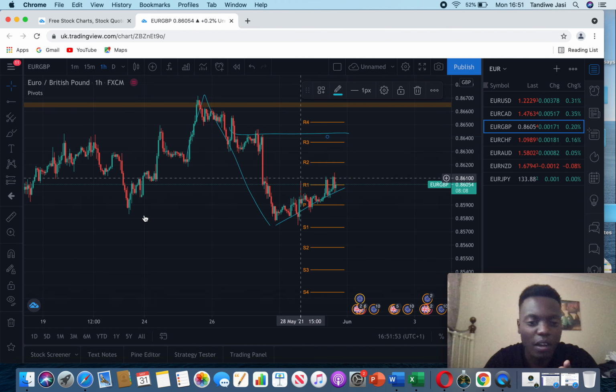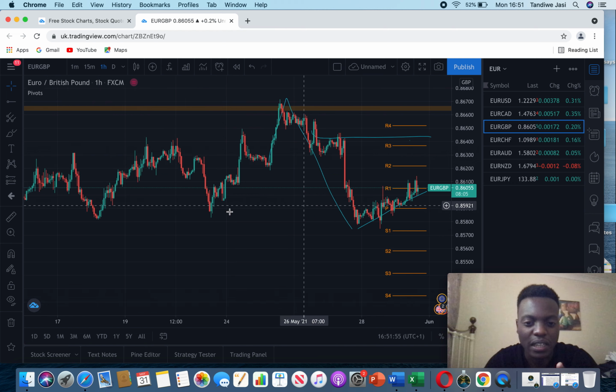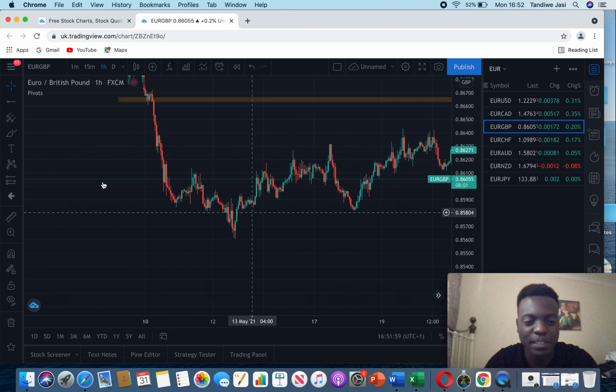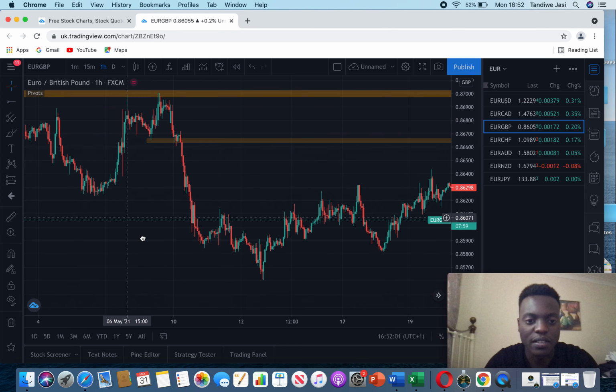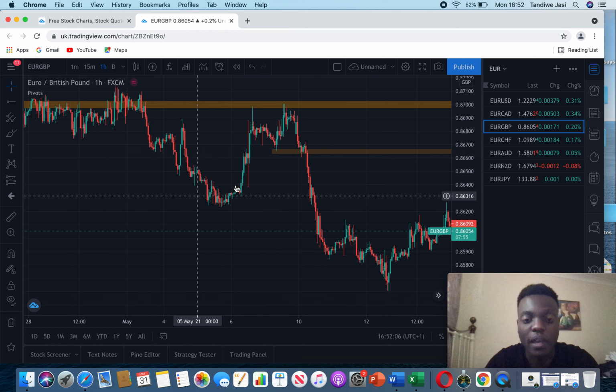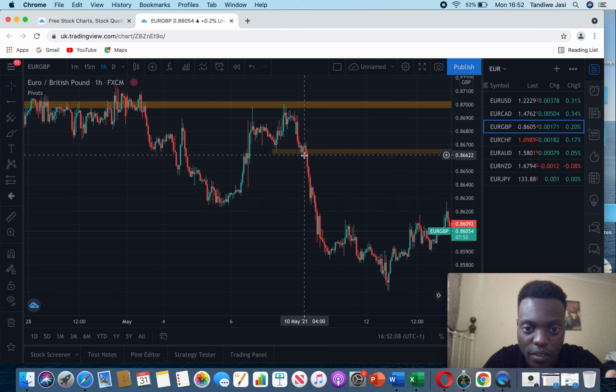I'm trying to think of another market that's in a short. Guys, comment below and tell me a market that's in the shorts that's been selling off pretty aggressively. Euro Pound has been selling off quite a few times, so we can try this example here as well.